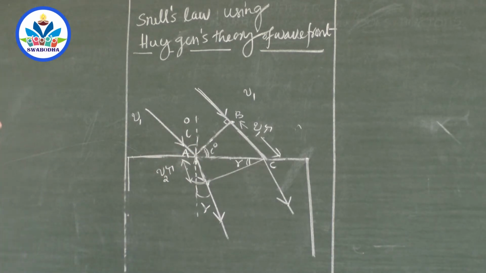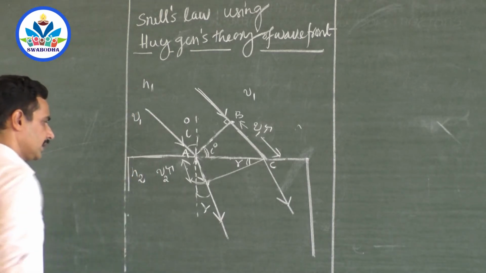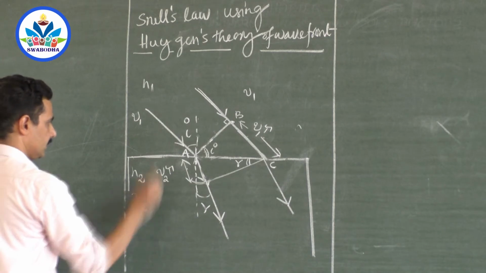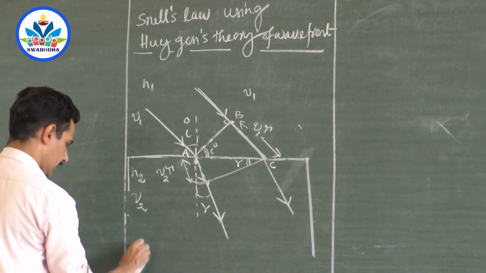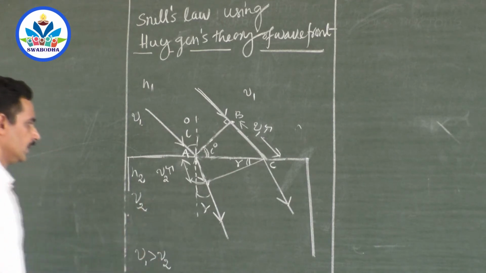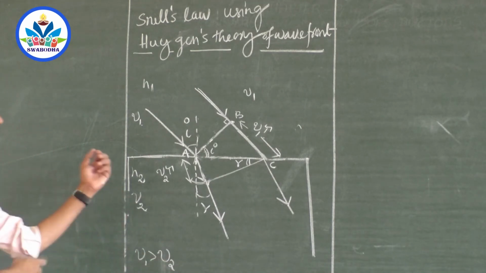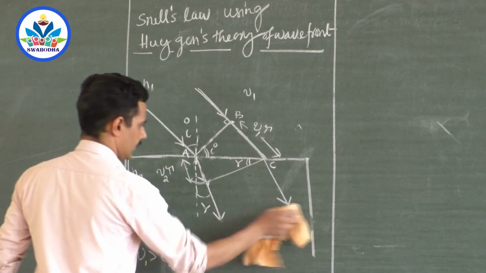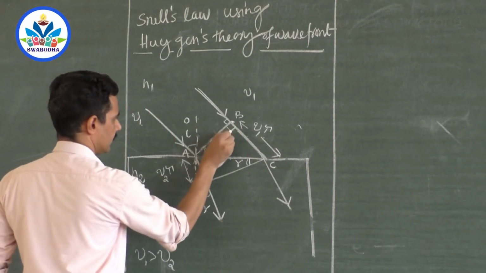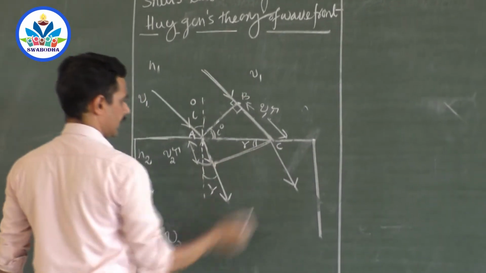Now how to prove Snell's law? Very easy. Let this be a medium of refractive index N1 and this be a medium of refractive index N2. Velocity of light here is v2, velocity of light here is v1. This is rarer and this is denser, so v1 is taken greater than v2. Now you take the triangles. I'll take the triangle ABC. What I can get from here: this is 90 degrees because this is the parallel wavefront showing a line. This is also another line.